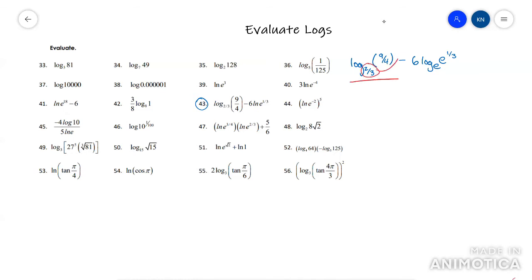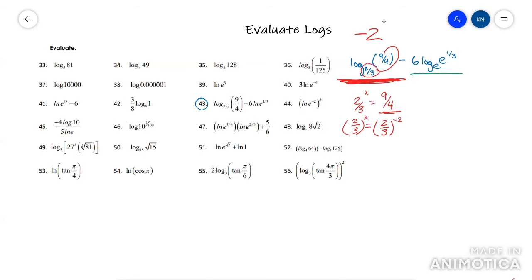This is 2/3 to the something makes 9/4. All right, if you notice, the 2 and the 3 switch sides and they get squared. So what that means is this 9/4 is the same thing as 2/3 to the -2. So when you evaluate this first red section, you get -2. So the red section is -2.